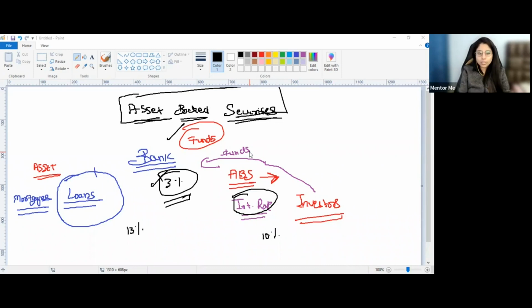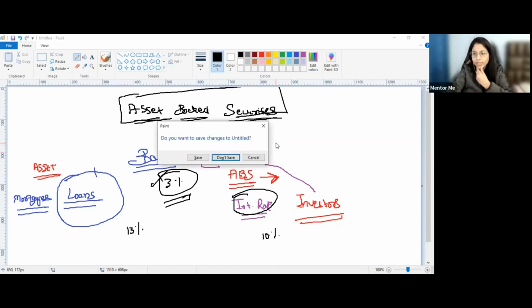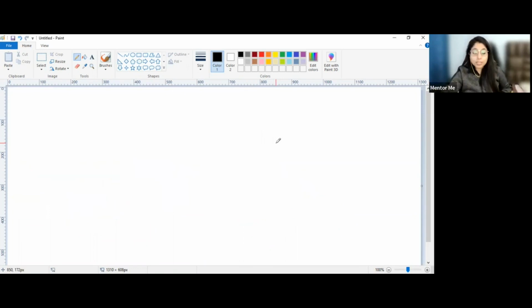So talking about the plus and minus of derivatives. Okay. Any contribution from your end? Like what are the plus points of these derivatives contracts? Any plus points that you can observe?